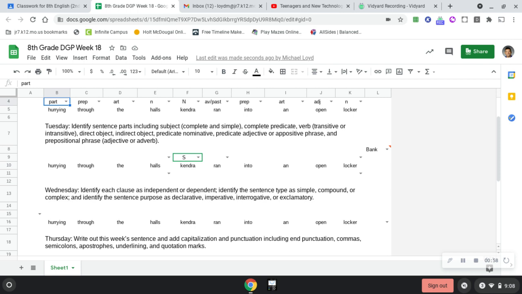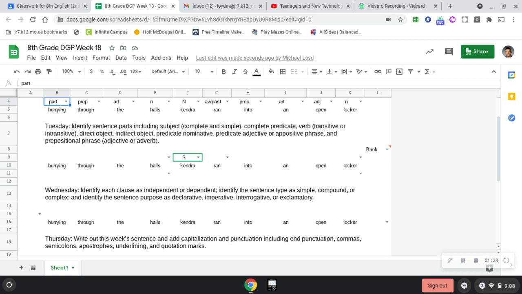It is? Oh, okay. Can you introduce the subject like hurrying through the halls? Yeah, that's what you do with a participle phrase. So is it a transitive verb? So you're ready to identify the verb? Right? The simple predicate. The next thing we have to identify is the simple predicate, which is also the verb, right? If you look at simple predicate, it is the verb.